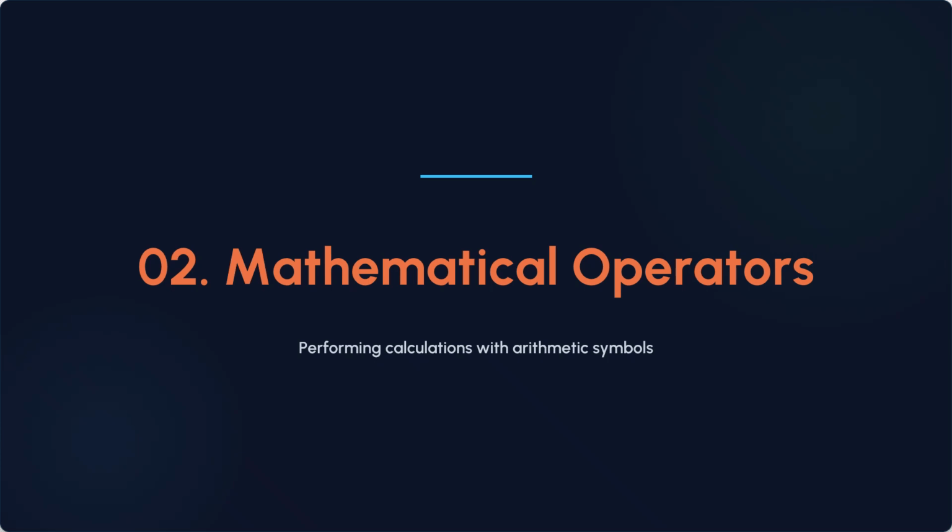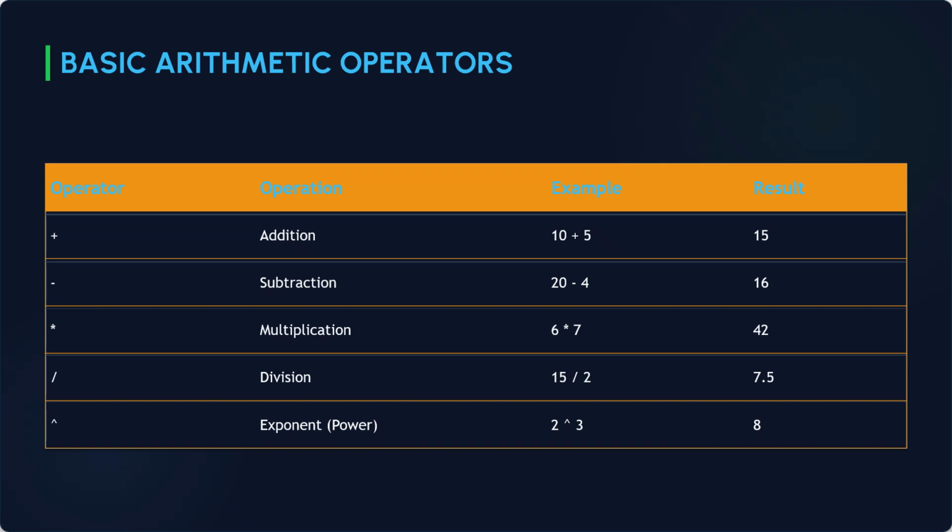So now we move on to the different mathematical operators that are used in performing calculations with arithmetic symbols and hence assign the final value to the variables. The first mathematical operator we'll be talking about is the basic arithmetic operators. These include plus, minus, multiply, divide, and power.